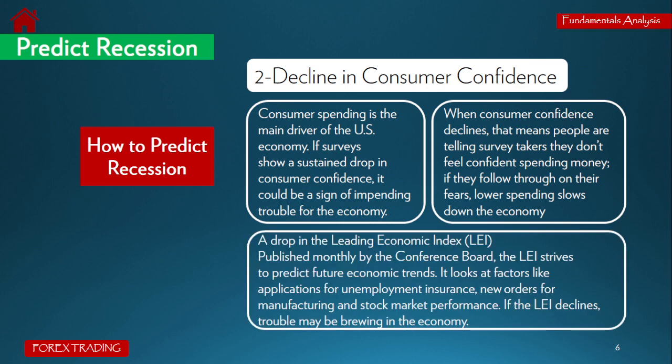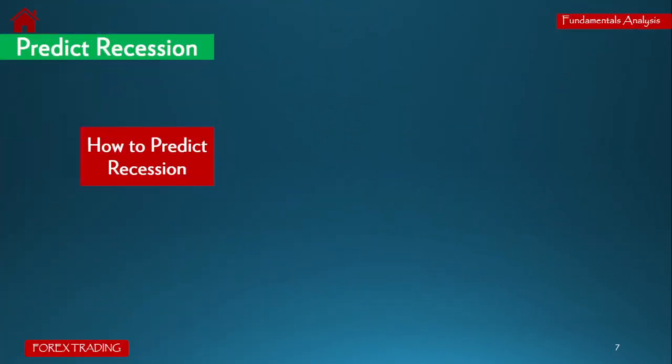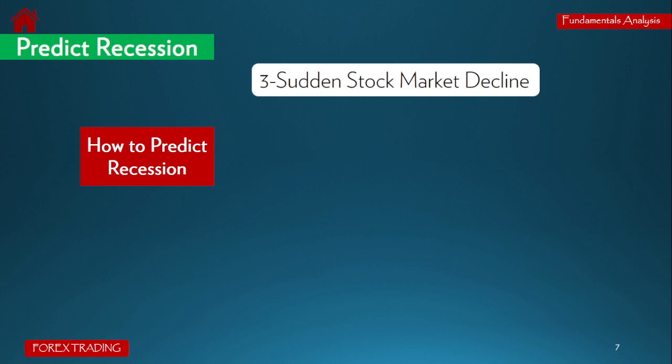And also we have another yardstick, a drop in the Leading Economic Index. It's published monthly by the Conference Board. The LEI strives to predict future economic trends. It looks at factors like applications for unemployment insurance, new orders for manufacturing, and stock market performance. If the LEI declines, trouble may be brewing in the economy. So that's the number two factor for how we can predict a recession, a substantial decline in consumer confidence.